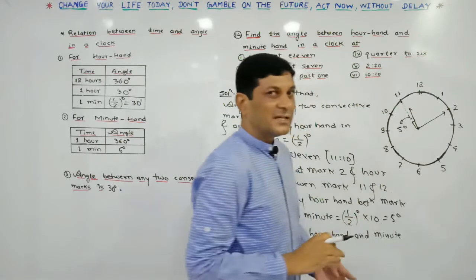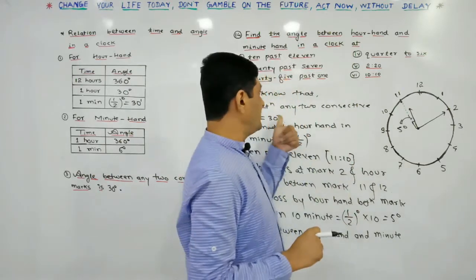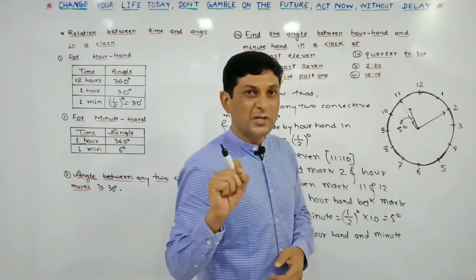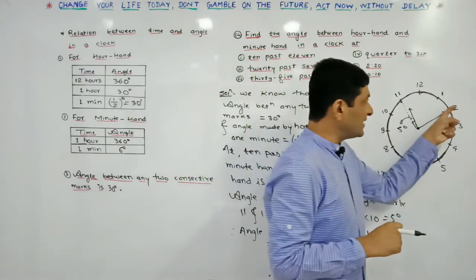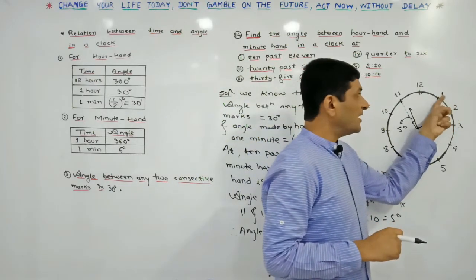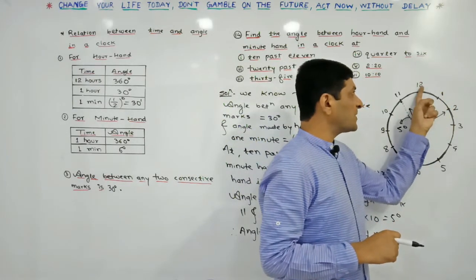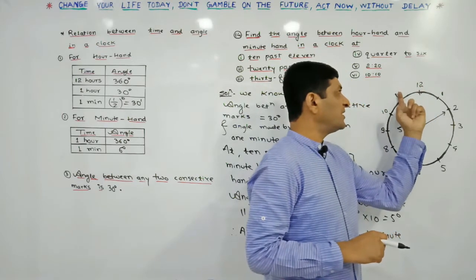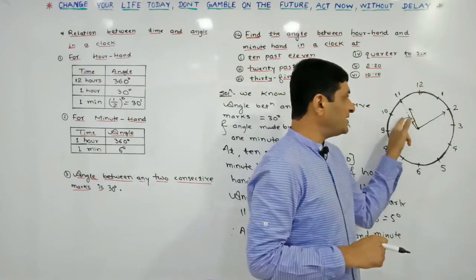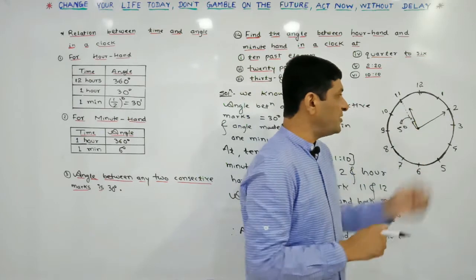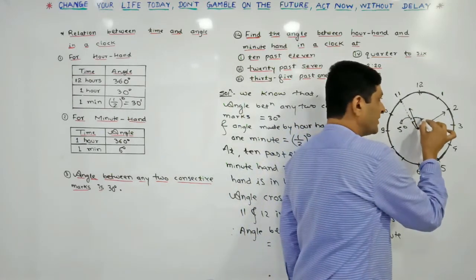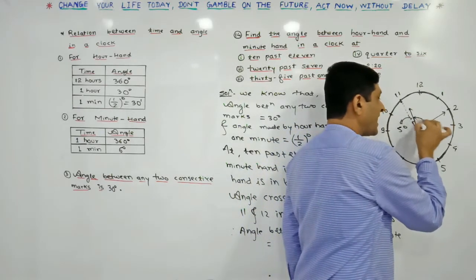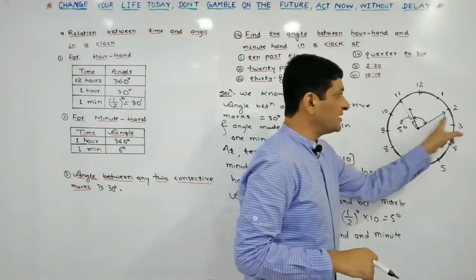Now we have seen that the angle between any two consecutive marks will be equal to 30 degrees. Means the angle between these two consecutive marks is 30, plus 30 is 60, plus 30 is 90. From that 90 degrees, if we subtract this 5 degrees, we will get the angle between the minute hand and the hour hand.